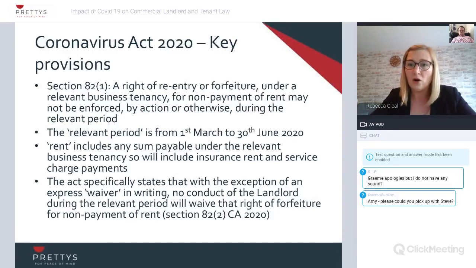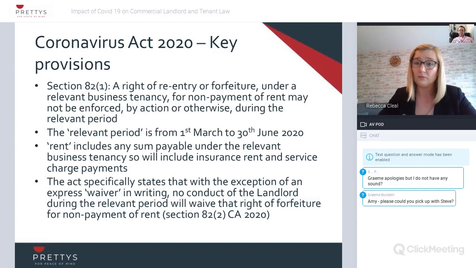Okay. Obviously, one of the things to be cautious of with tenants not paying rent is that there may be a risk that you might waive your right to forfeit if you let non-payment of rent pass by unnoticed. The Act is slightly helpful in this regard because it does specifically state that with the exception of an express waiver in writing, no conduct of the landlord during the relevant period will waive that right of forfeiture for non-payment of rent. So that's section 82.2 of the Act.